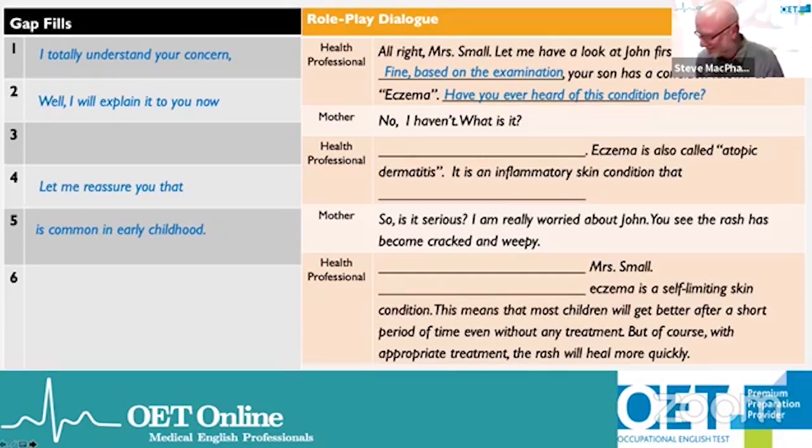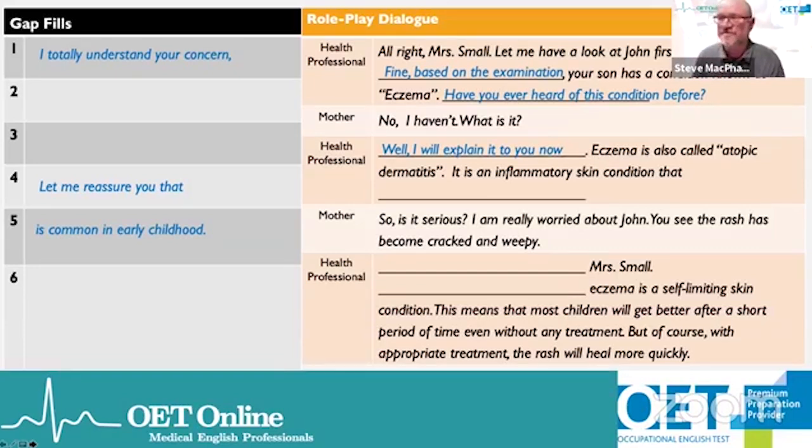Not yet. Getting some numbers coming in. No. Karis has got it. There we go. The mother says, no, I haven't. What is it? Well, I'll explain it to you now. And I like that pause, everyone. Instead of going directly, eczema is also, just setting the scene, I'll explain it to you now.